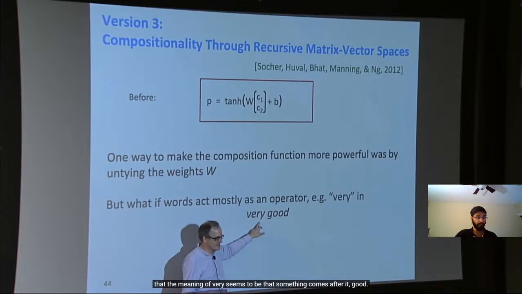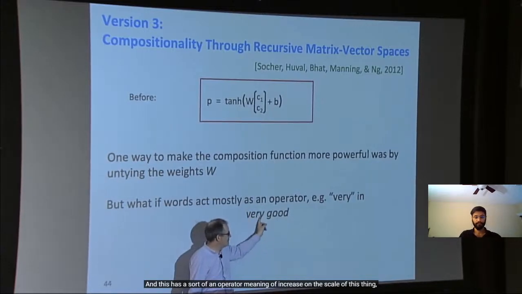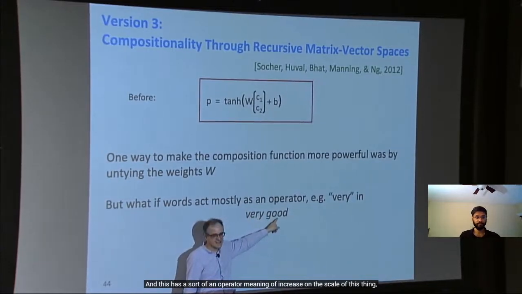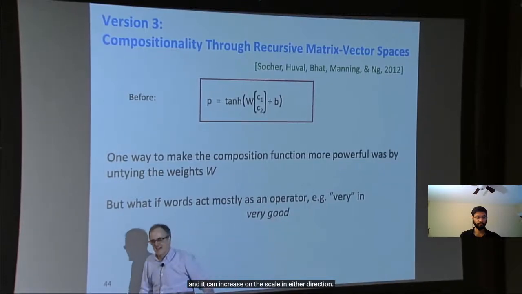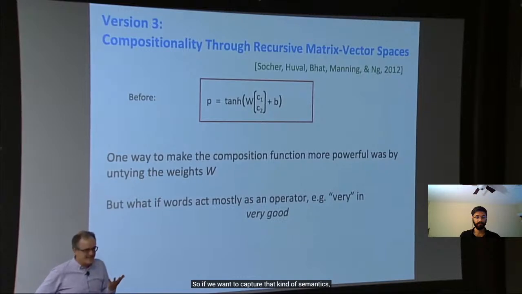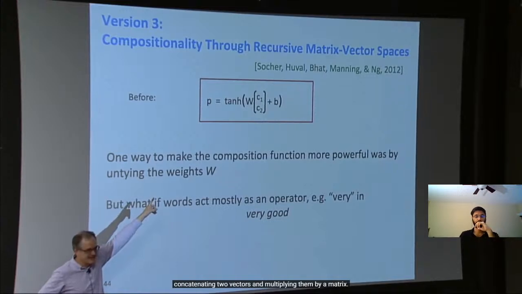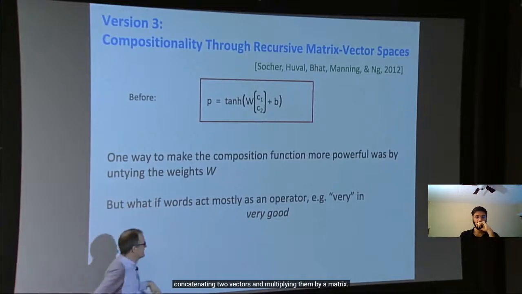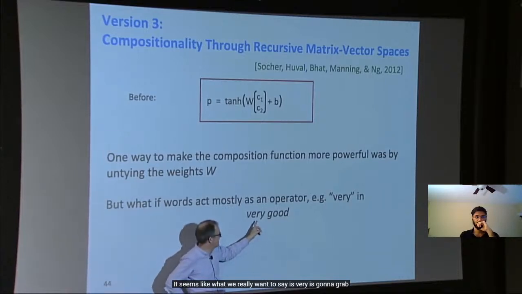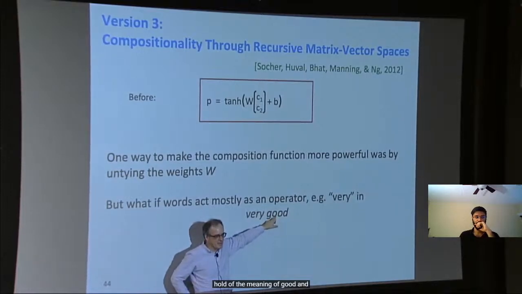The meaning of "very" seems to be that something comes after it, like "good", and this has a sort of operator meaning of increase on the scale of this thing, and it can increase on the scale in either direction. You can have very good or very bad. So if we want to capture that kind of semantics, we can't do it by just concatenating two vectors and multiplying them by a matrix. What we really want to say is "very" is going to grab hold of the meaning of "good" and modify it in some way to produce a new meaning for "very good".